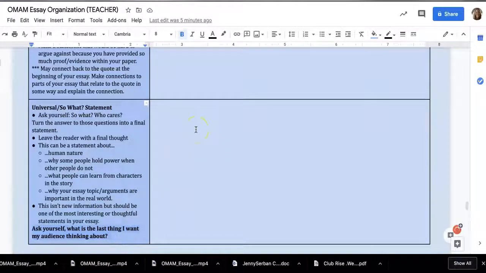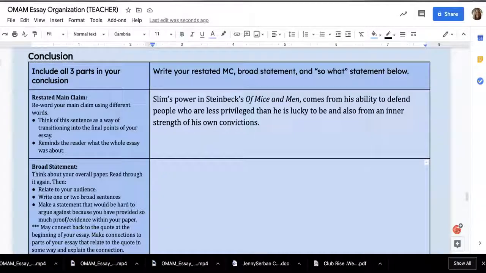So I'm going to pause for a moment. I'm going to write my conclusion, and then I will come back and break down for you what I did. The first thing I did was I went back to the beginning and I looked at what my main claim was. And then I restated it in different words, basically giving an idea of what the whole essay was about, reminding everybody.